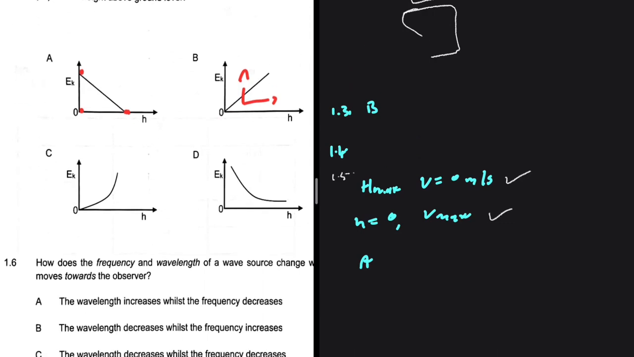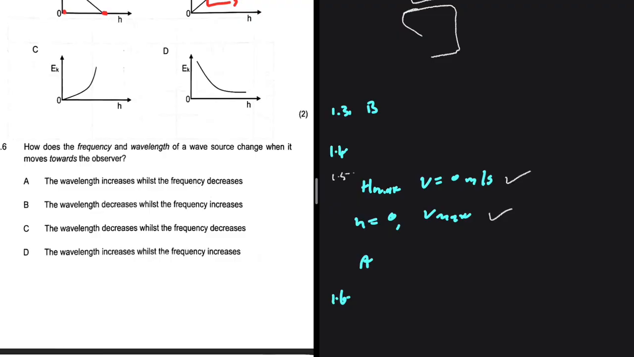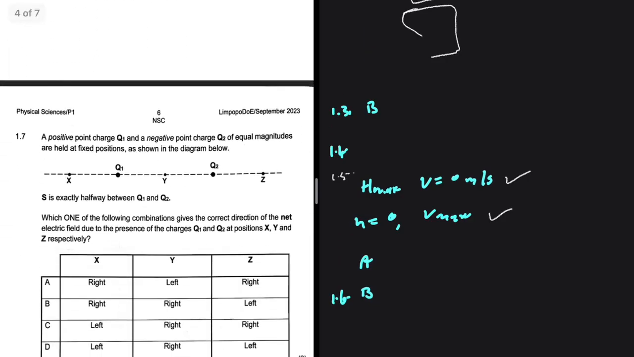Let's go ahead and do 1.6. How does the wavelength and frequency of a wave source change when it moves towards the observer? That's quite an easy one. When a sound source is moving towards an observer, the wavelength is going to decrease and the frequency is going to increase. So that is the option we're looking for. Wavelength decreases, frequency increases. So option B is the answer to 1.6.